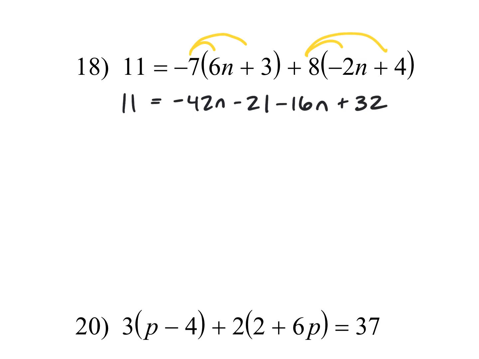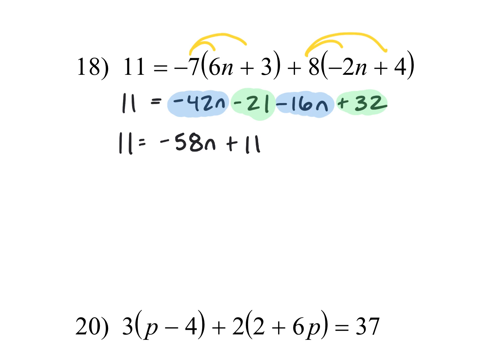Now everything is simplified. We got to go through and combine our like terms. Well, -42n and -16n will go together. -21, +32 will go together. Let's simplify those. -42 and -16 make -58n. And then -21 and +32 is +11. Anybody have any questions on how I got that? Are you good? All right.